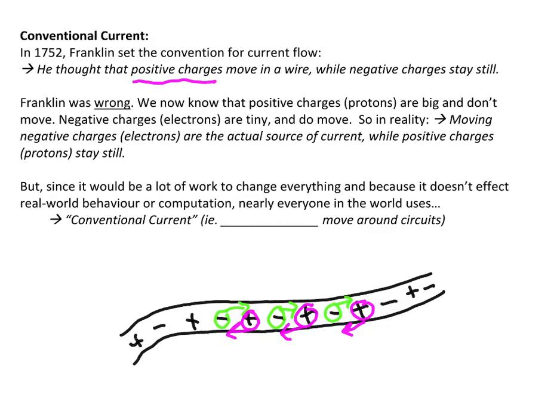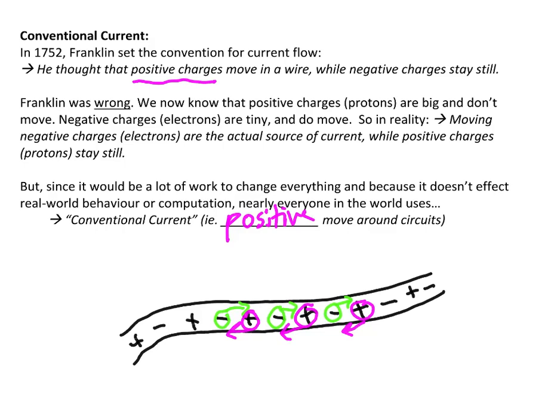Unfortunately, we discovered that quite a while after Franklin had set the convention for current flow, and maybe physicists were just a little bit lazy. So basically everybody in the world uses what's called conventional current, which is the idea that positive charges, or protons, move around circuits and electrons stay still. Even though we know that's not what's actually happening, we pretend that positive charges move. So when we draw our circuit diagrams, we're going to be drawing things as if positive charges are moving.